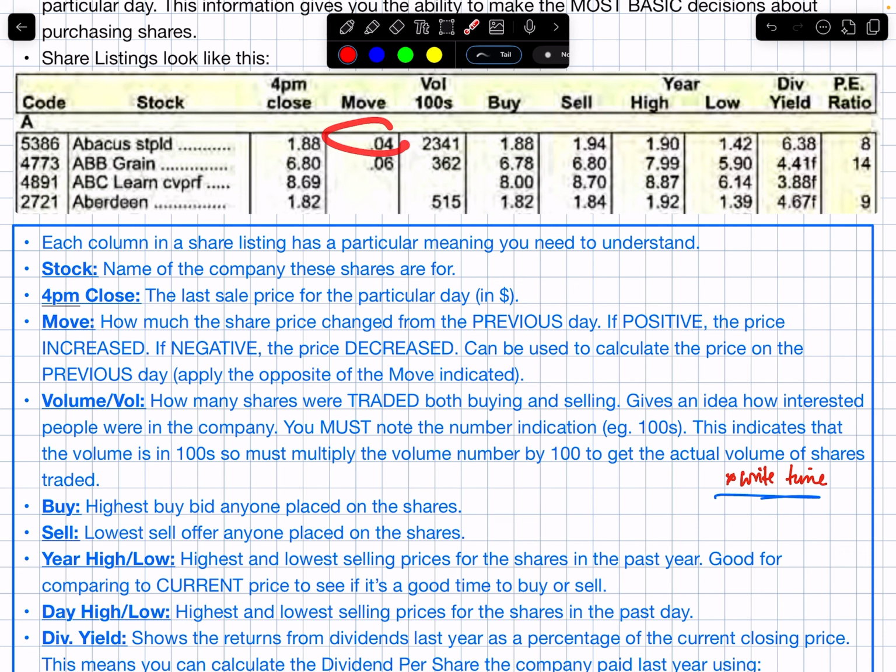What is move? Well, move is how much the share price changed since the previous day. And you need to look at whether it says positive or negative. So what is it saying here? Abacus went up 4 cents since yesterday.